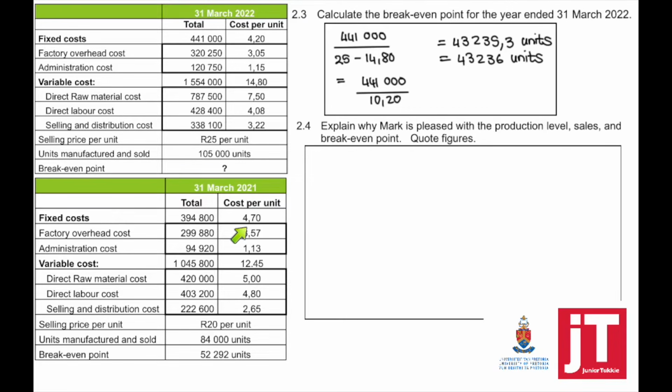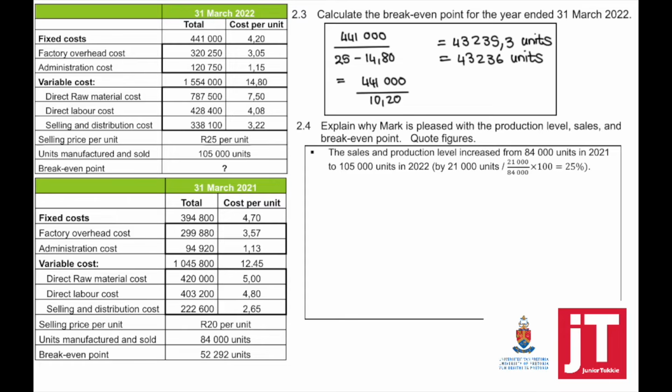So this was why we need to look at 2021's figures as well. Remember when we're commenting on the break-even point, we look at the break-even point from last year to this year. We look at the number of units produced and sold, and then we also compare the break-even point with the number of units produced and sold. So if we look at the sales of production level increased from 84,000 units in 2021 to 105 units in 2022. So this is by 21,000.